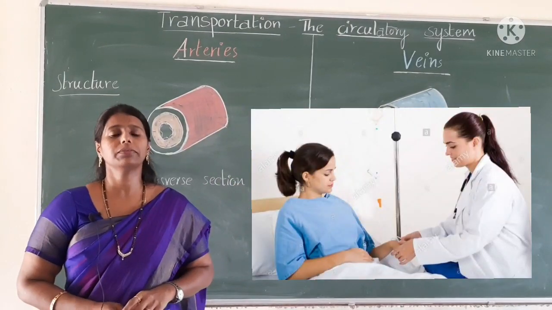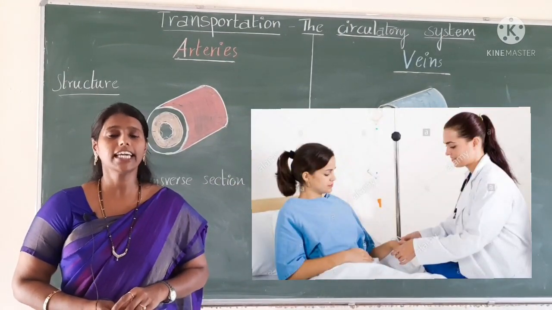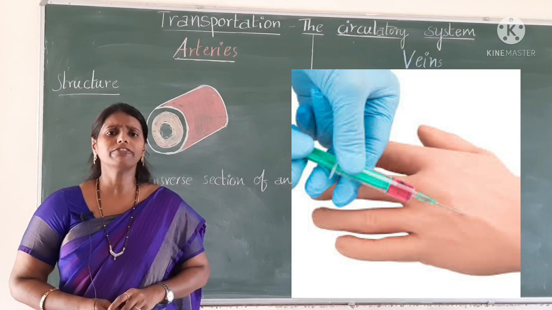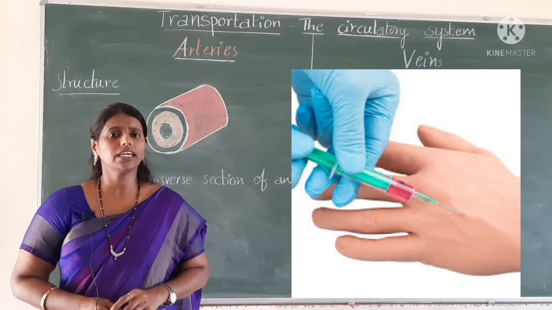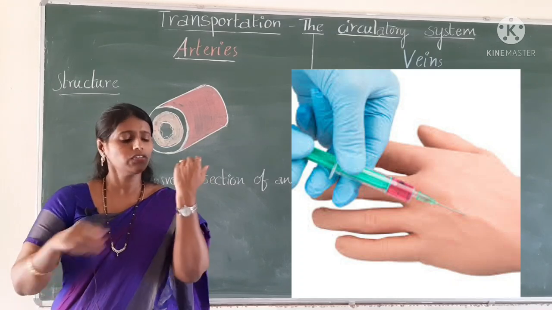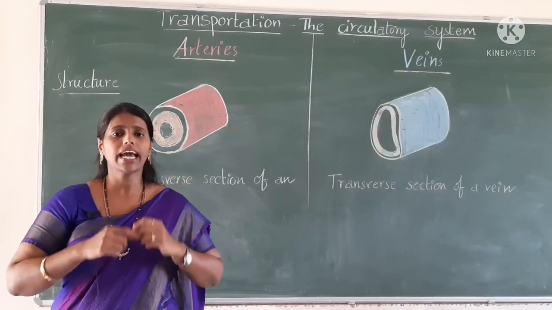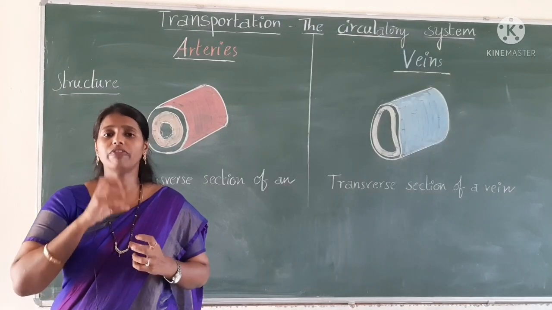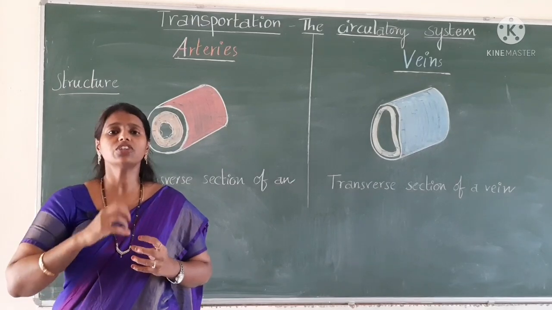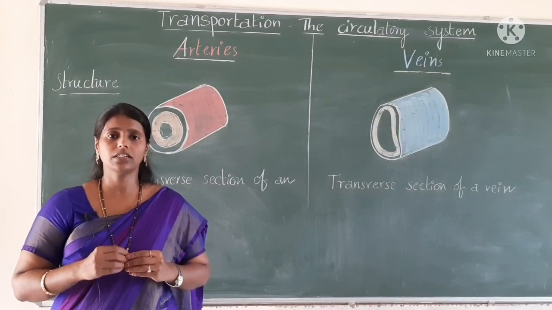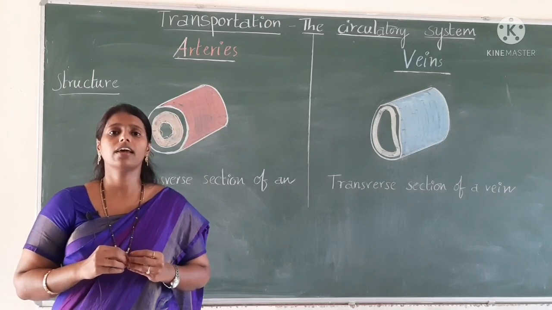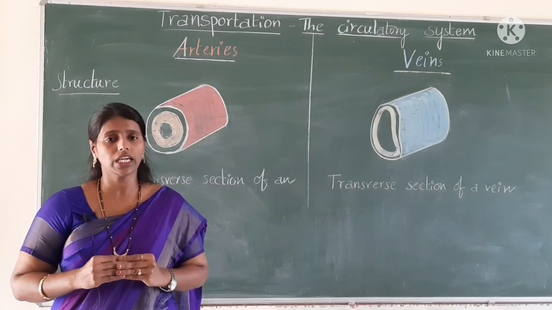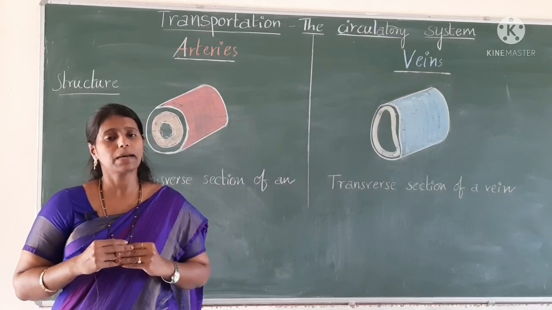Observe the picture carefully. Here, a person is taking an intravenous injection. You might have observed after taking an intravenous injection, there will be a depression seen at the site of the injection. Do you know why? The veins, they cannot retain the shape when blood is absent. They collapse. On the other hand, the arteries, they can retain their shape when the blood is absent.